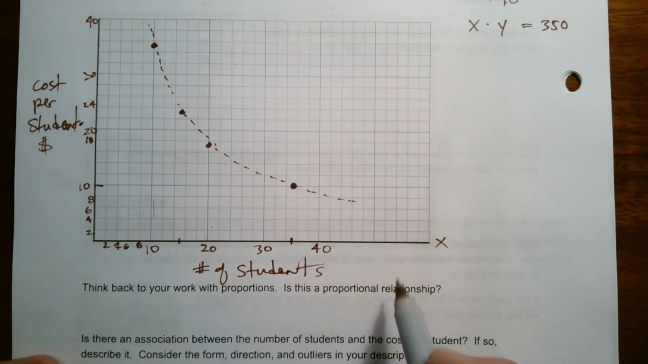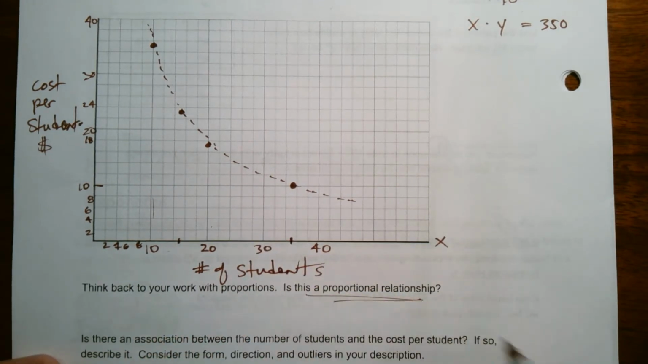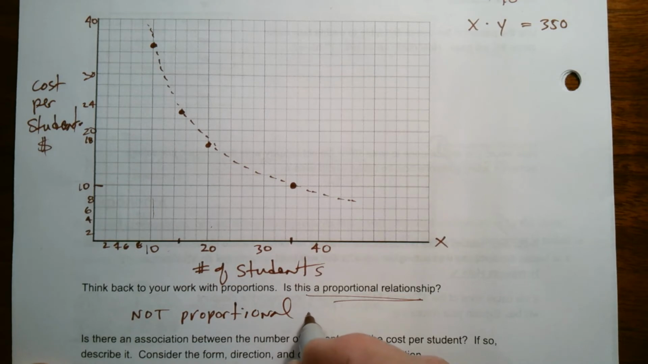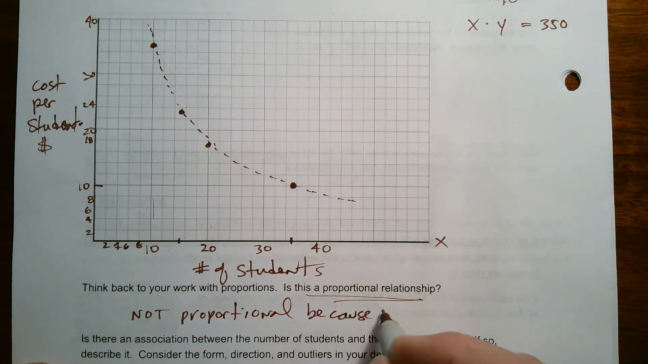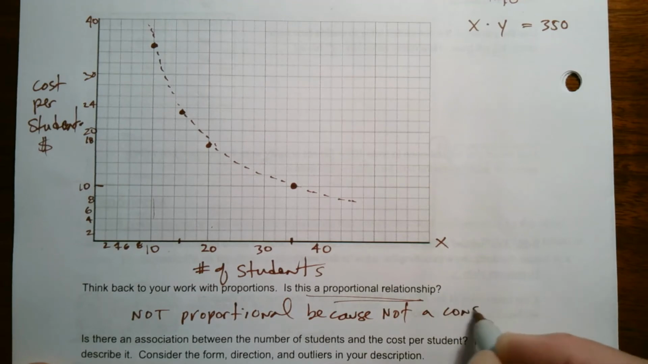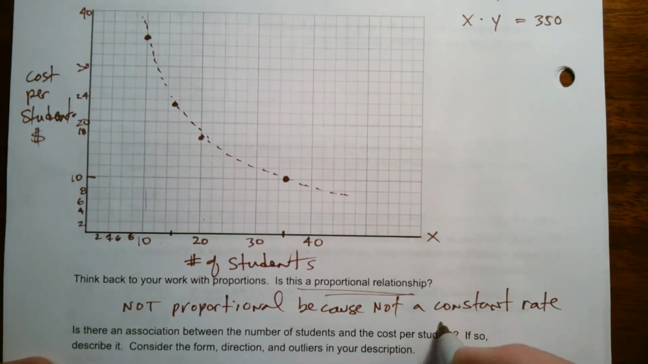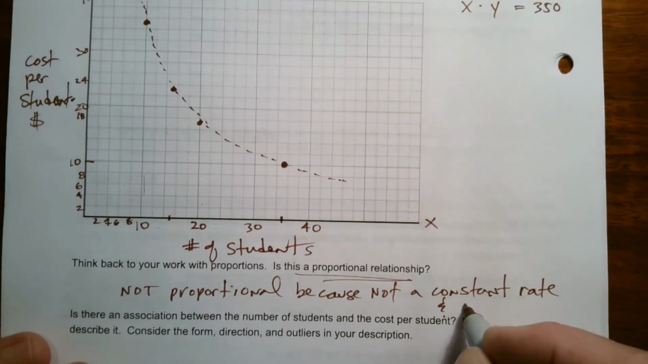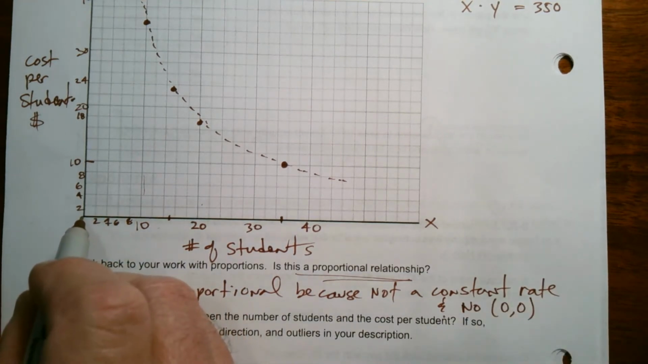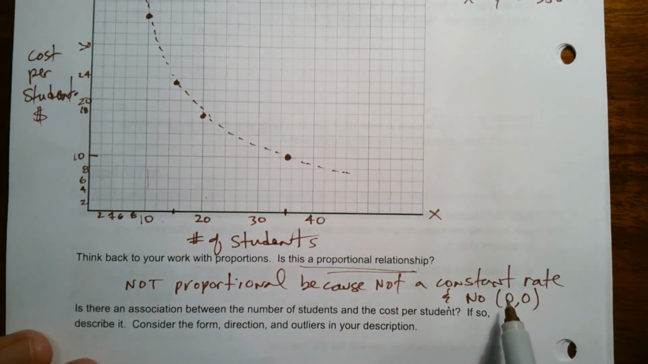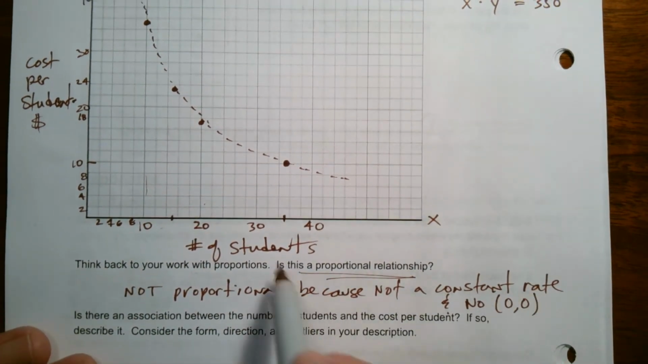Is this proportional? Well, this is not proportional. The reason why is it's not a constant rate of change. You have to have a constant rate of change. The other thing is it has to go through 0, 0. That won't ever be the case. So it doesn't go through 0, 0, and it's not a constant rate, so it's not proportional.